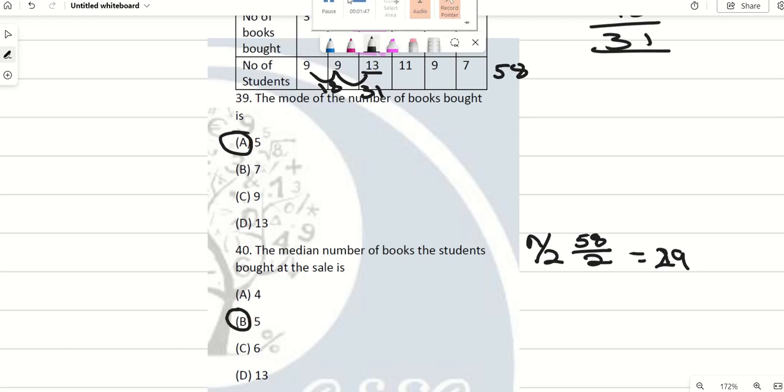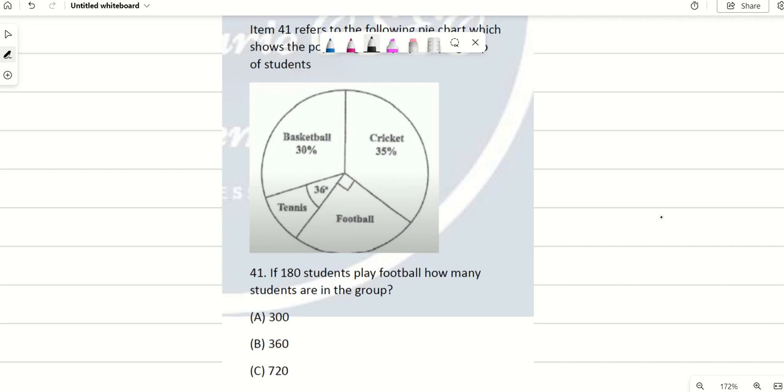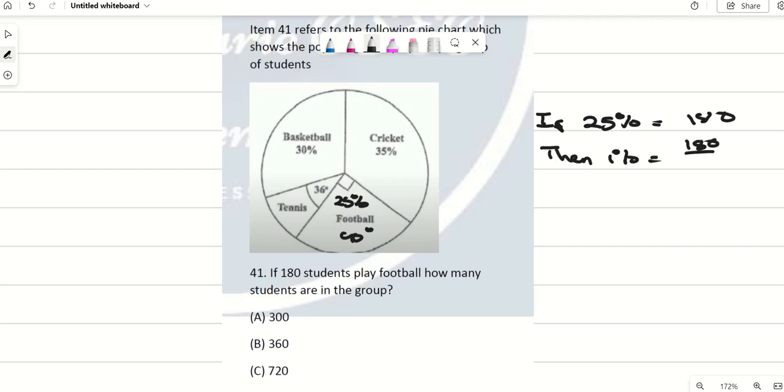Number 41. Item 41 refers to the following pie chart, which shows the popular games played by a group of students. Right? This little square thing here, guys, if we're looking at percentage, is either 25% or 90 degrees, right? They said if 180 students play football, how many students are in the group? So again, that little square indicates that it is 90 degrees or 25%, okay? So we're going to say if 25% is equal to 180, then 1% is equal to 180 divided by 25.